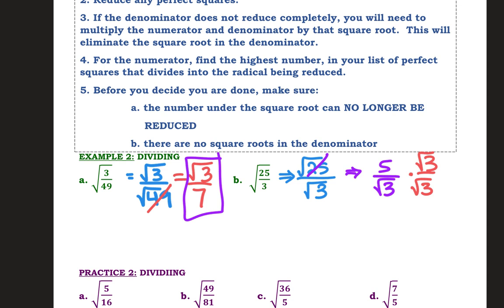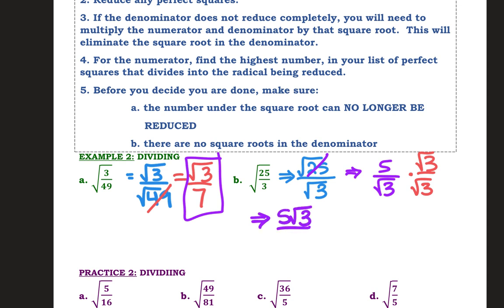So the top, thinking about what we did on the front side, can I multiply 5 and the square root of 3? Like, can I combine them? Were we multiplying square roots and whole numbers on the front side? No. So all you're going to do here is you're just going to rewrite it. This is going to be 5 square root of 3.